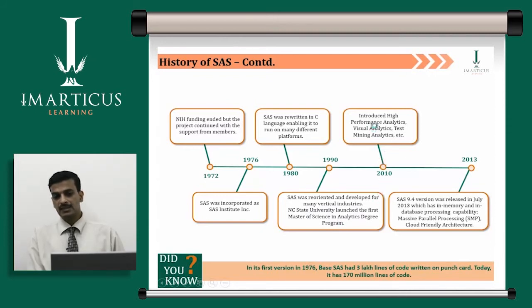In 2010, this was introduced as a high performance analytical tool. Features like visual analytics, text mining, etc. were introduced. SAS 9.4 was released in July 2013, with in-memory and in-database processing capability, and massive parallel processing, that is SMP, and a cloud-friendly architecture was supported by this version. In its first version, in 1976, base SAS had 3 lakh lines of code written on punch cards. Today it has 170 million lines of code, and all its functionalities are based on this code.